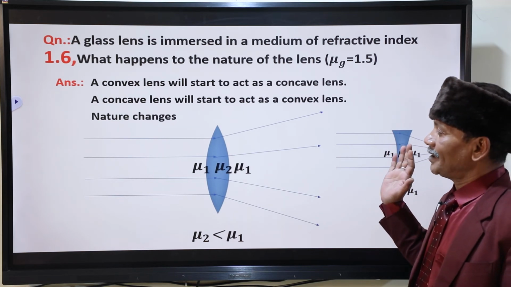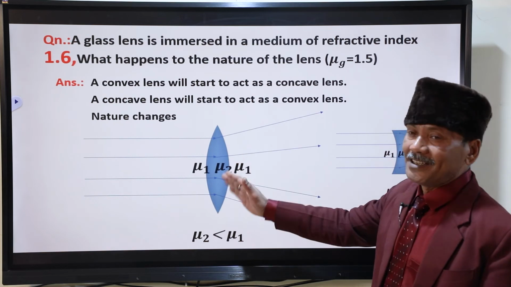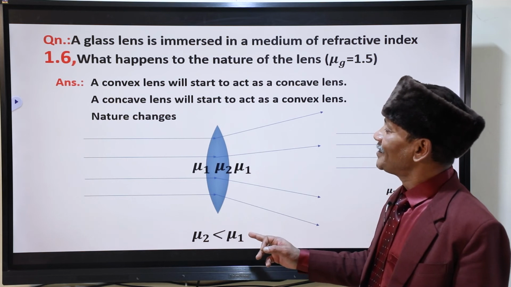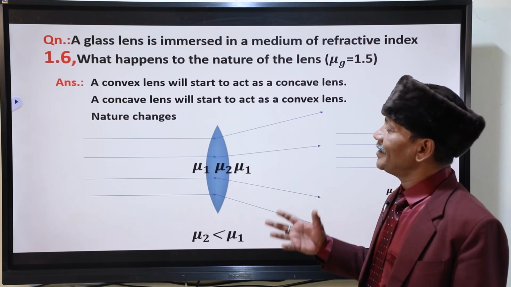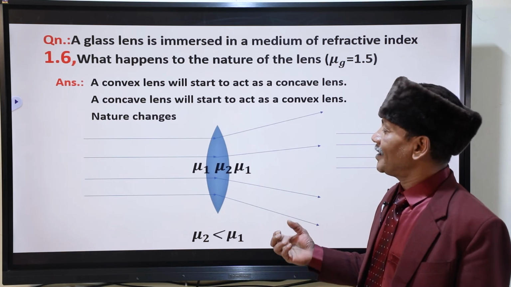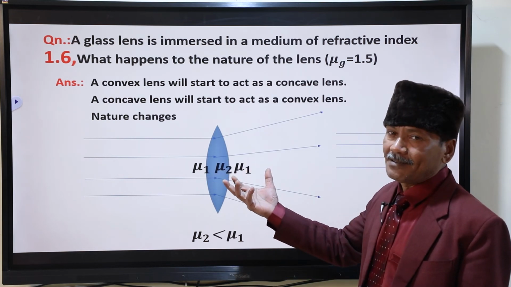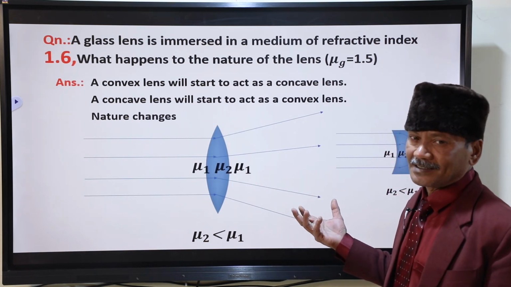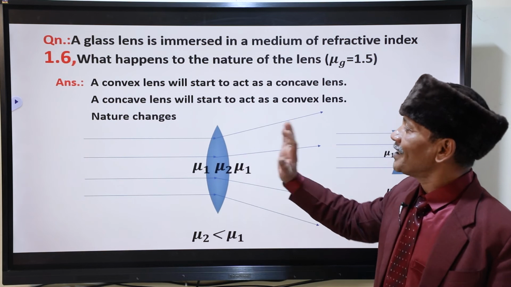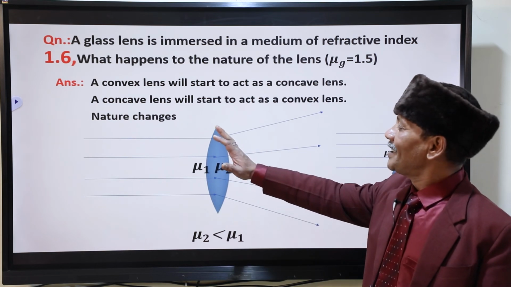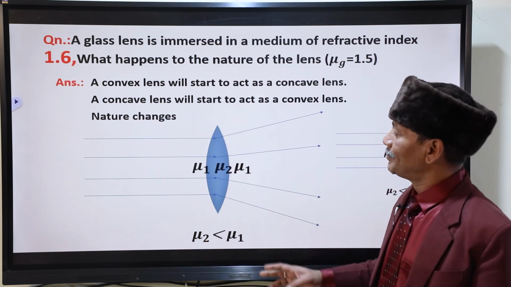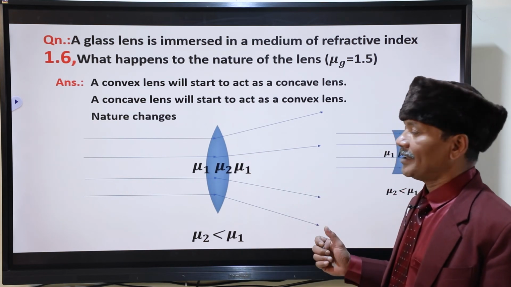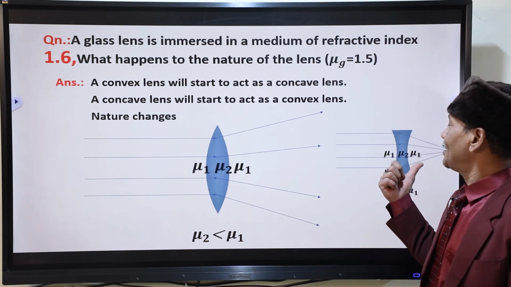Summary is what? If the lens is placed in a medium whose refractive index is more than the refractive index of the material of the lens, the nature of the lens will change. Convex lens will behave as a concave lens. Concave lens will behave as a convex lens. Means, in normal condition, this lens will give the convergent rays, but for this situation, this will give diverging rays. Concave lens will give converging rays.